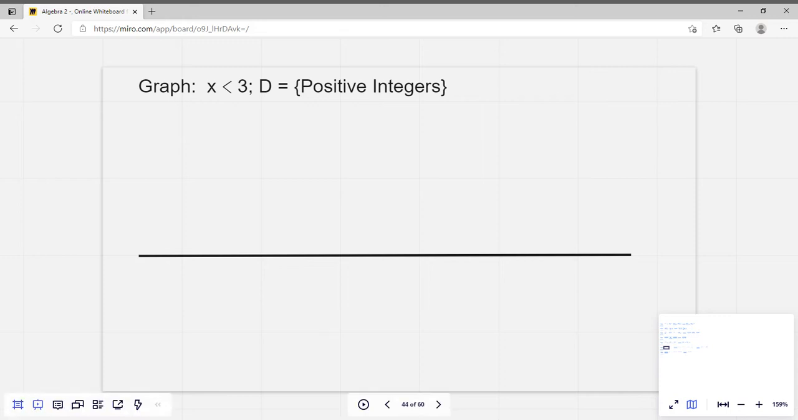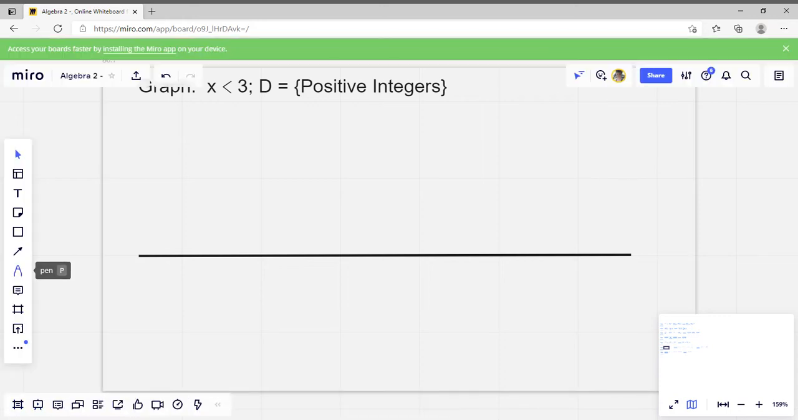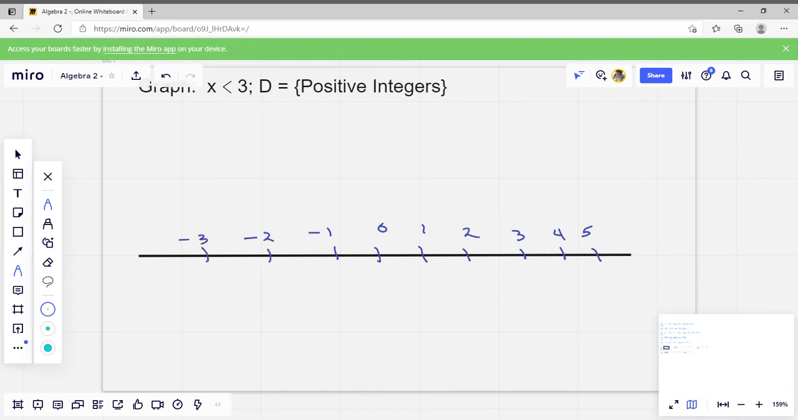Alright, so part of this is drawing your graph and knowing how big your graph needs to be and what numbers need to be on it. I'm just going to put 0 right here in the middle. Let's see if I can make that look halfway decent. Alright, that's going to be 0. And then I'm going to do 1, 2, 3, 4, 5, and then -1, -2, -3. I probably don't need to mark all those.